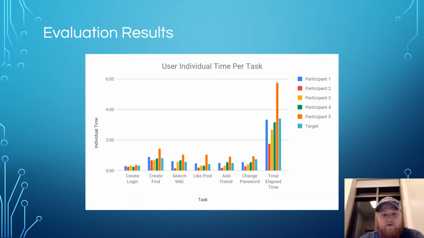Now we're going to go through the evaluation results. As you can see from our evaluation results, we have each task from create login, create find, search wiki, like post, add friends, change password, and total elapsed time. Most of our users were under our projected targeted time.